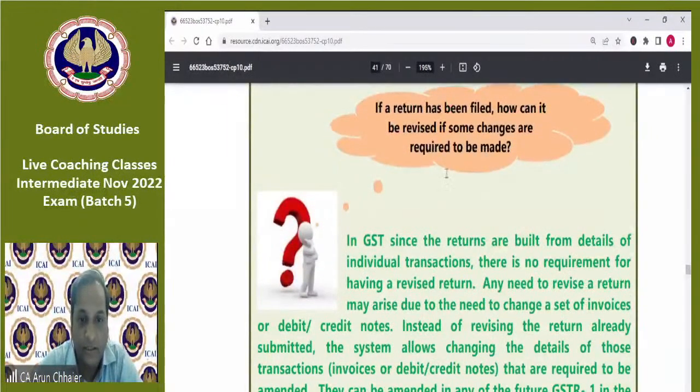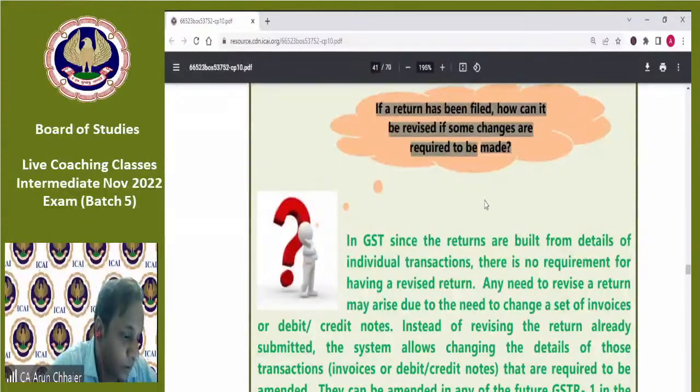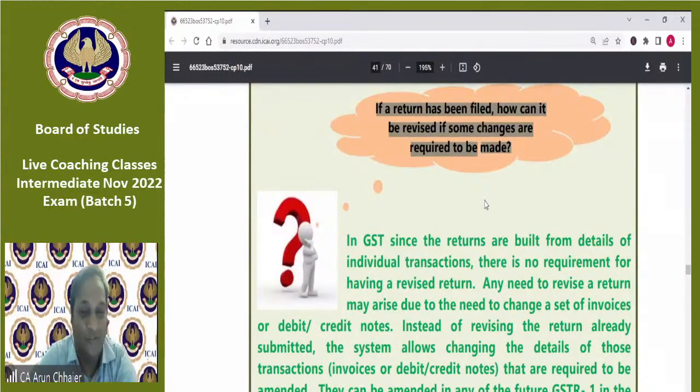Rectification of error in the GSTR. If a return has been filed, how can it be revised if some changes are required to be made? So in case of the nil liability, then what about July? That's a good question, Mohammed Tawfiq.